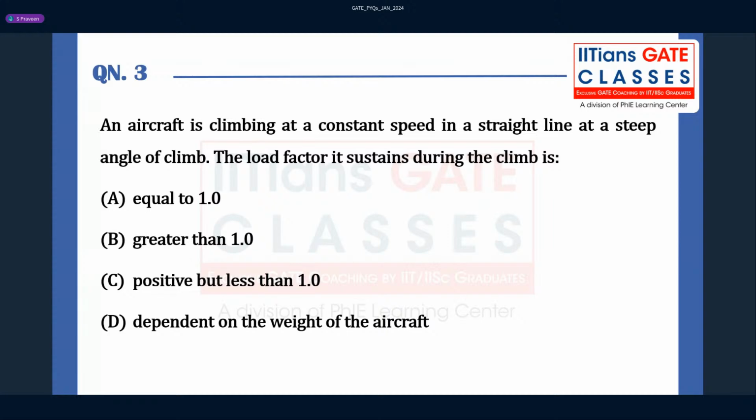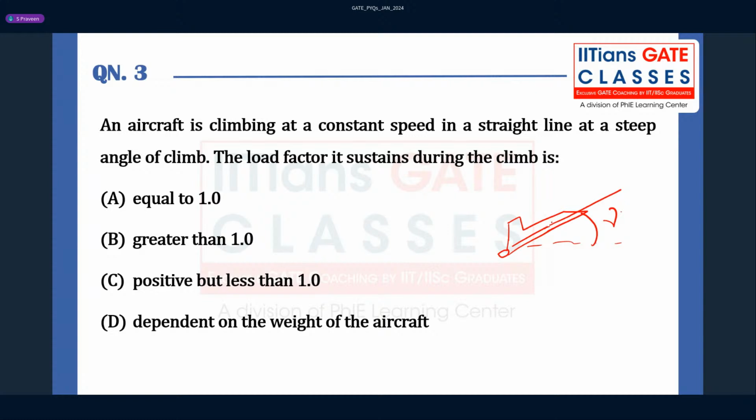Pretty simple. It says it is climbing at a constant speed. So let's consider an aircraft, some fighter, at a steep angle of climb. Steep angle of climb means the angle of climb is very large. So this angle.